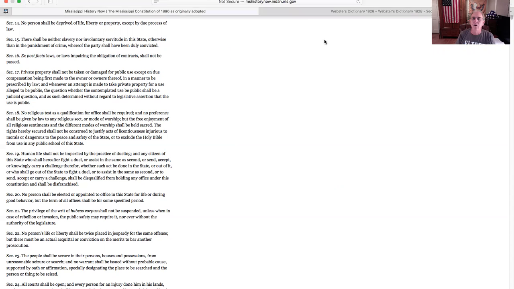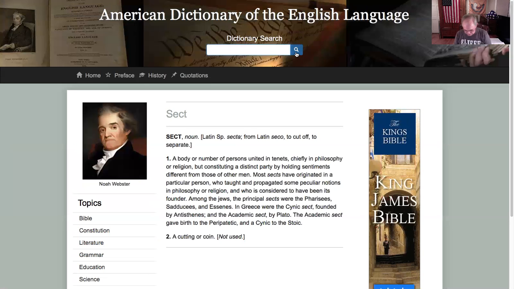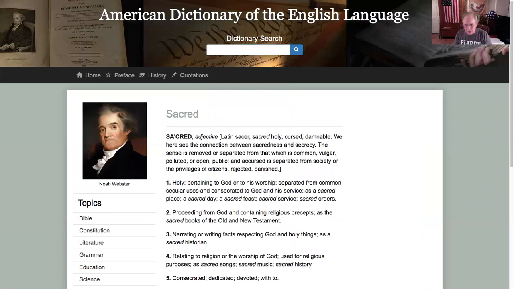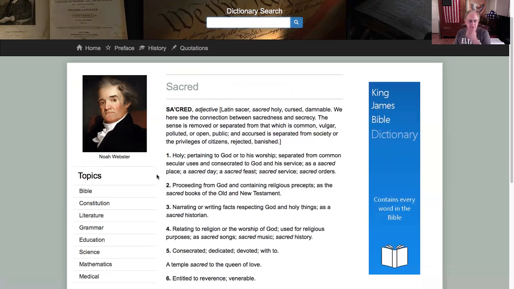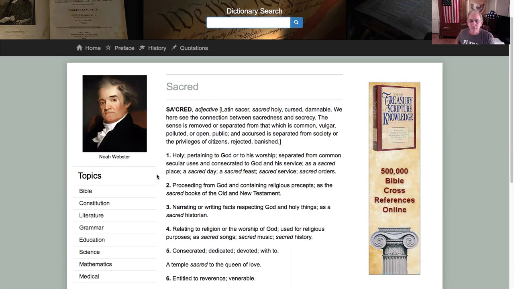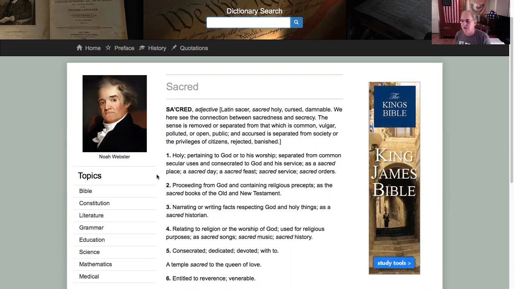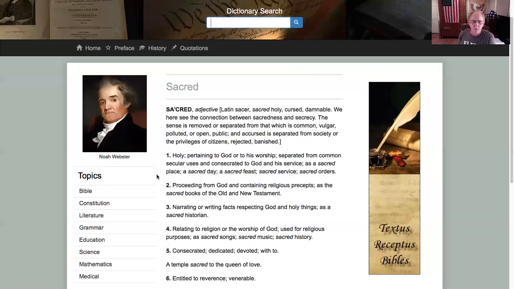So we're going to look up here and see what sacred says. Maybe it doesn't mean the same back then as it does today. First it says holy, pertaining to God or to his worship, separated from common secular uses and consecrated to God and his service, as a sacred place, sacred day, sacred feast, sacred service, or sacred orders. Proceeding from God and containing religious precepts, as the sacred books of the Old and New Testament, narrating or writing facts respecting God and holy things, as a sacred historian.